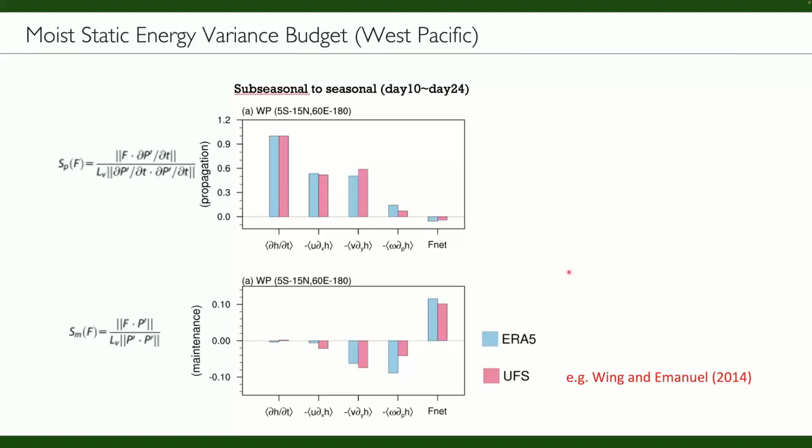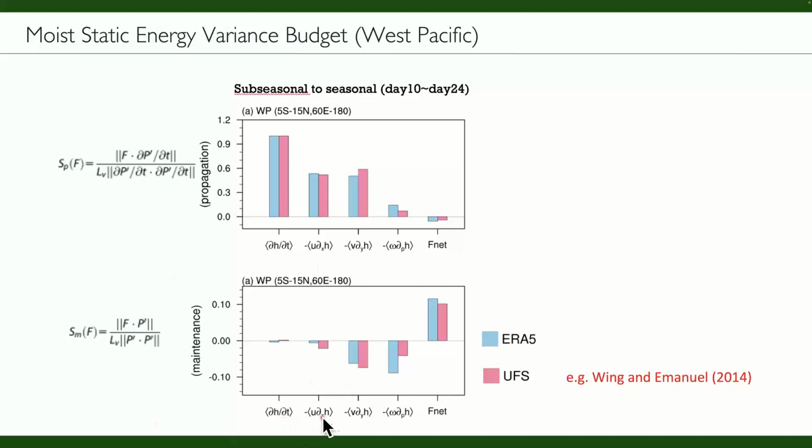And so we've started to look at this by looking at the vertically integrated moist static energy budget. In particular, people like Allison Wing and Kerry Emanuel developed this technique that looks at the moist static energy variance budget, that uses the variance budget to look at the processes responsible for MJO propagation and MJO maintenance. I'll just talk about MJO maintenance here, which is on the bottom panel.